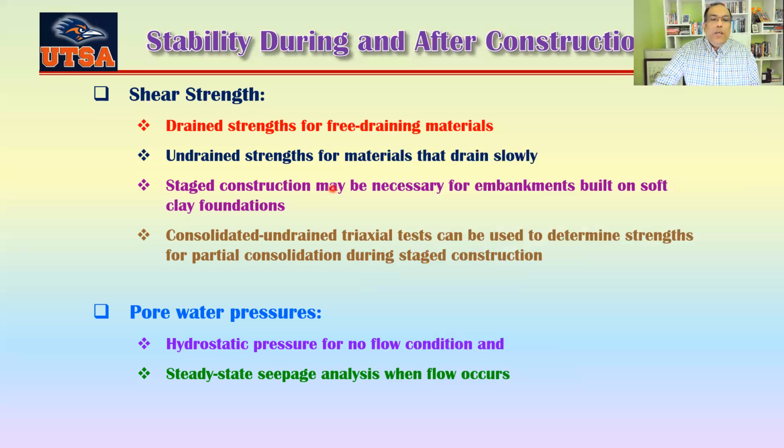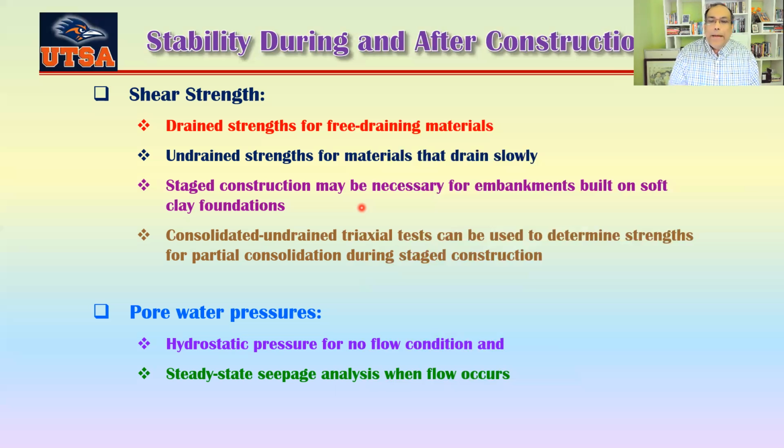And in that situation, you can use the consolidated undrained triaxial test. If you see the difference between stages, like a 3 month construction period and then 9 months before you start the next stage, so if you see the consolidation is partial, then basically you can use the strength from the CU test.